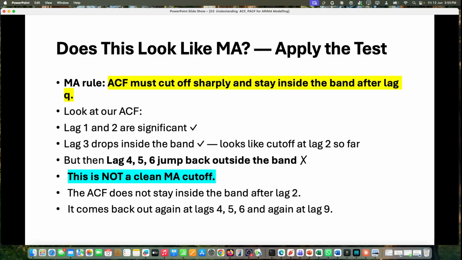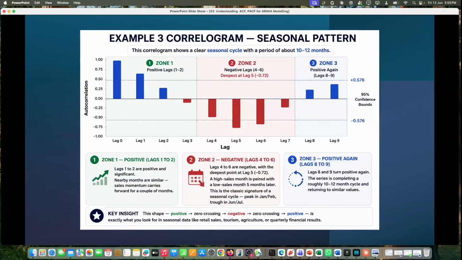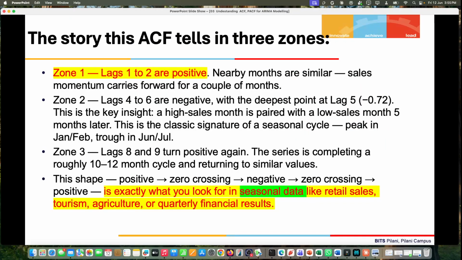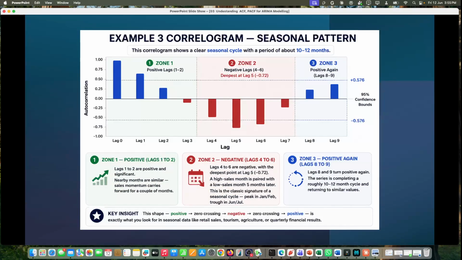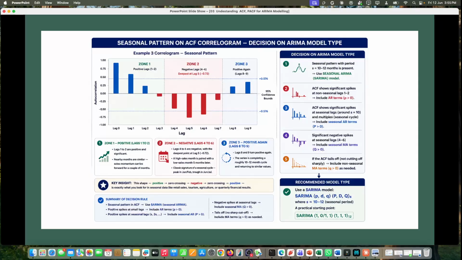So what is the requirement for a moving average? It should cut off sharply after lag Q, and the rest of the autocorrelations at different lags should stay within the band, or go to 0. So when that is not the case, this is not an MA type. Mostly this kind of oscillating pattern comes in seasonal time series data, where we can use the ARIMA model, which we will discuss later.